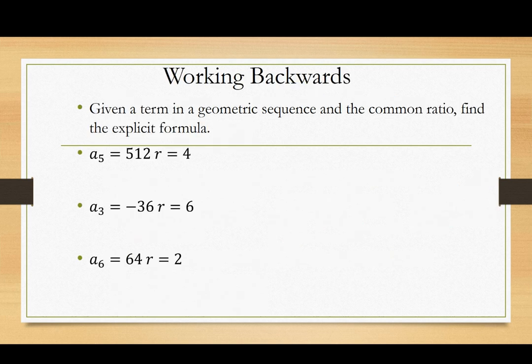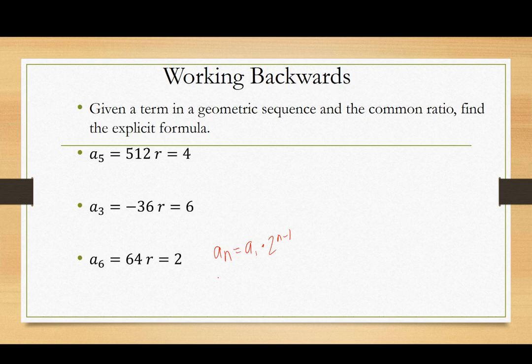Now, what if I give you a term in the geometric sequence and the common ratio and you have to find the formula? So this is a little bit step above. So instead of me giving you A1, you're going to have to find it given the rate. So I would say an equals a1 times my rate to n minus 1. And I'm giving you a6.